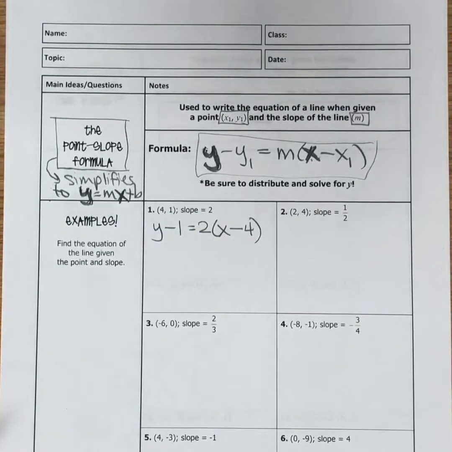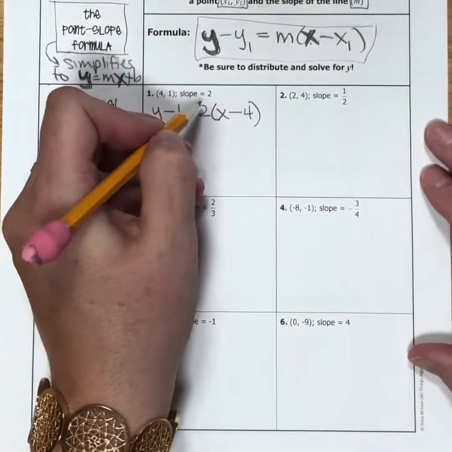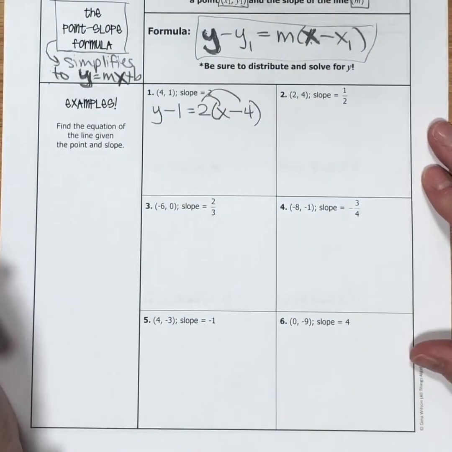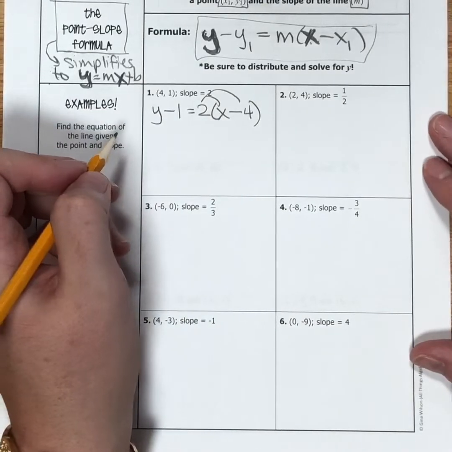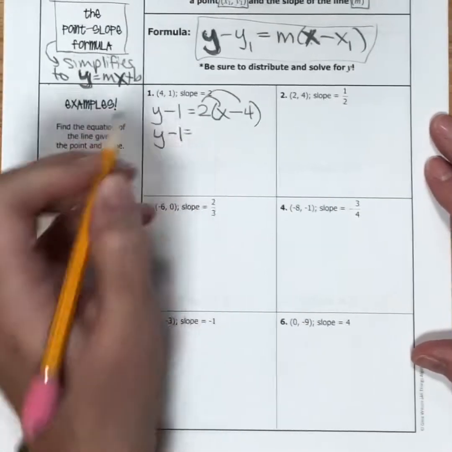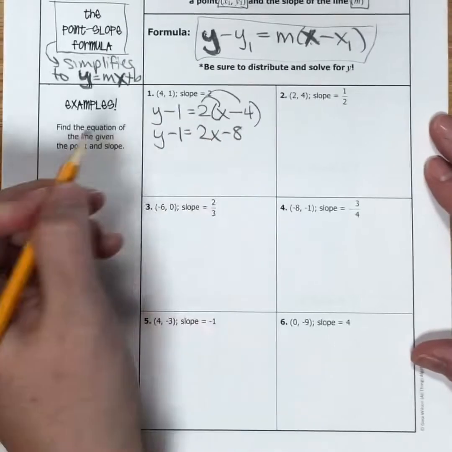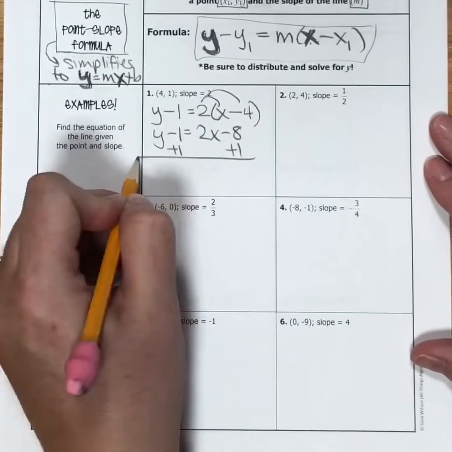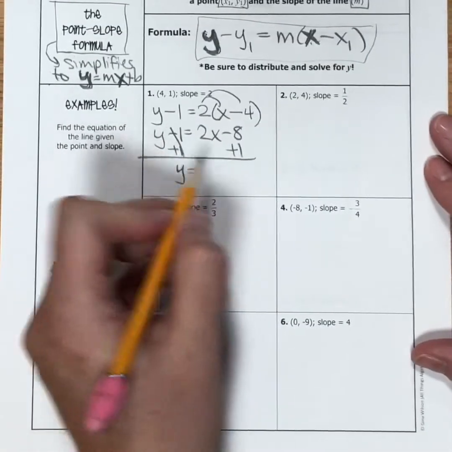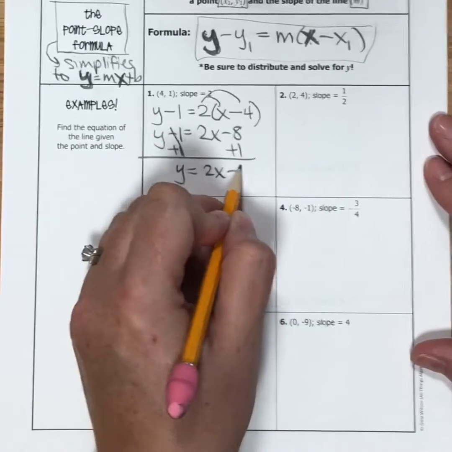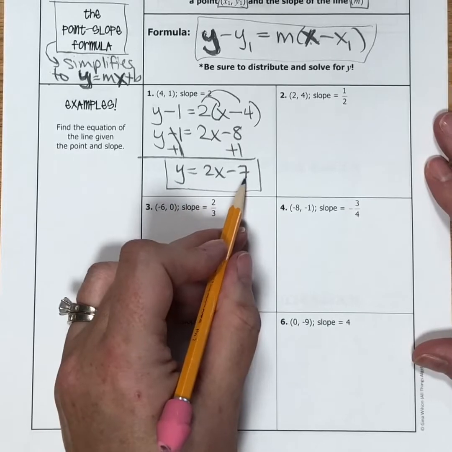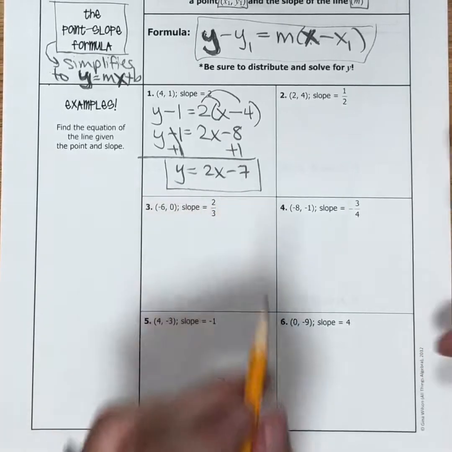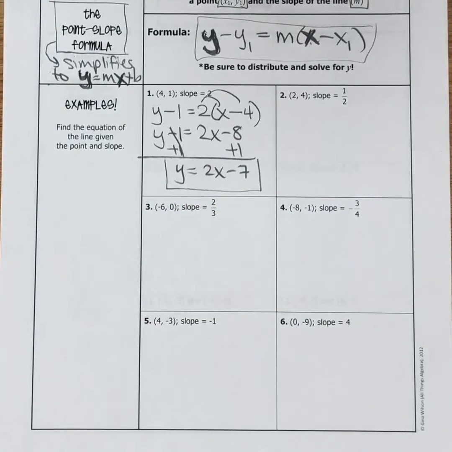Now we're using our equation solving skills where basically we're just going to distribute, and then we're going to add the 1 to the other side so we can isolate the y. So we have y minus 1 equals 2x minus 8. Add the 1 to both sides, so you get y equals 2x minus 7. And there is your y equals mx plus b. And we know the b is negative 7 because it's the minus 7.